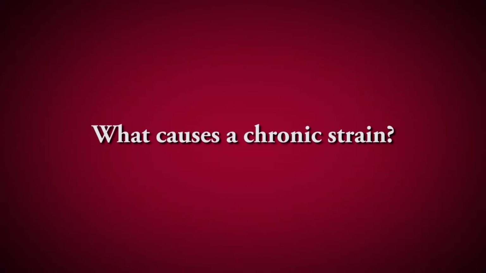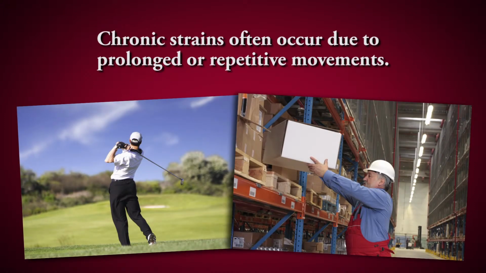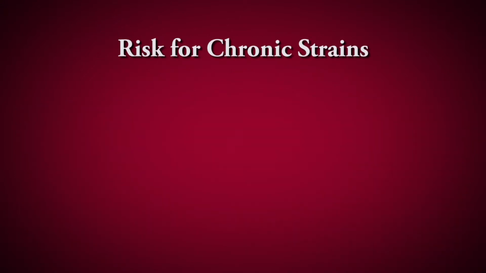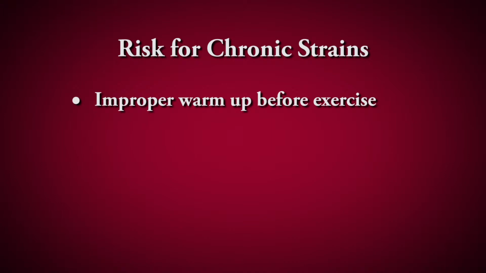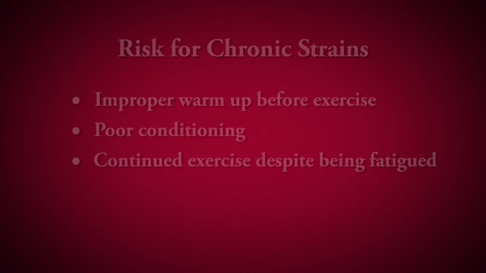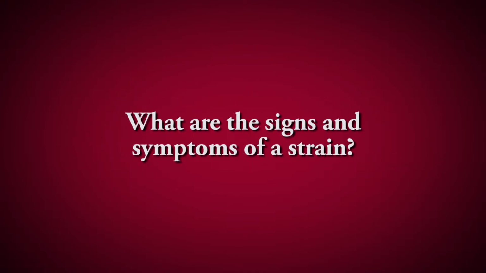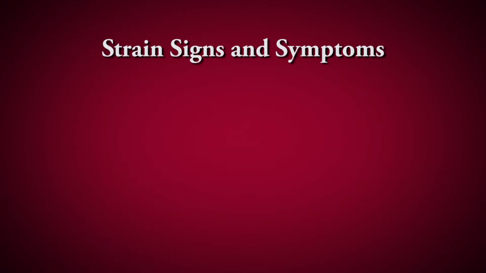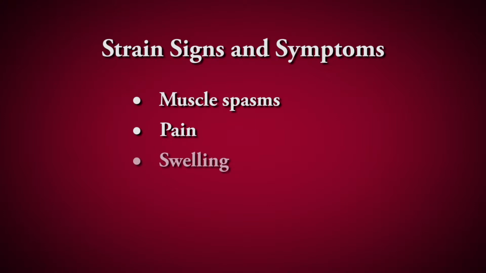A chronic strain is typically what we refer to as an overuse injury. It results from prolonged or repetitive movements of a muscle. You may be at risk for chronic strains if you have improper warm-up before exercising, if you have poor conditioning, or if you continue to exercise despite being fatigued. The signs and symptoms vary depending on the severity. With a strain, you may experience some muscle spasm, you'll likely experience pain, you may experience swelling, and you may experience limited motion of the affected muscle or the joint that's involved with the muscle that's been strained.